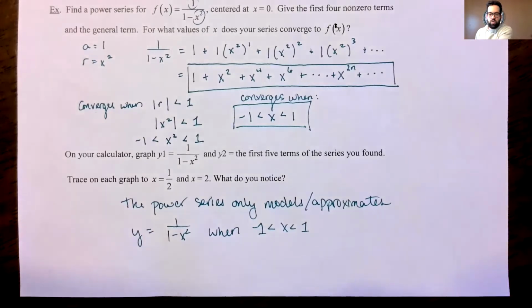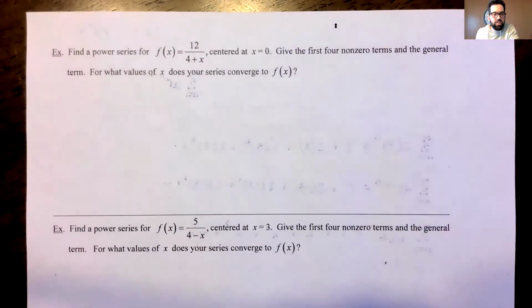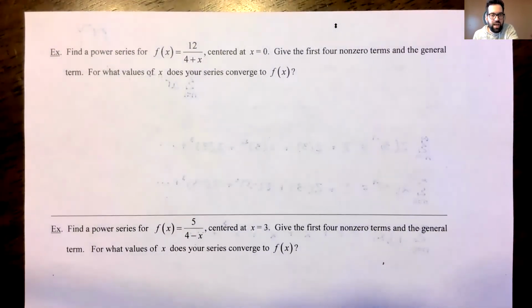All right, we got a couple more questions to do on the back. So let's flip on over. Find a power series for 12 over 4 plus x centered at x equals 0. Find the first 4 non-zero terms and the general term.